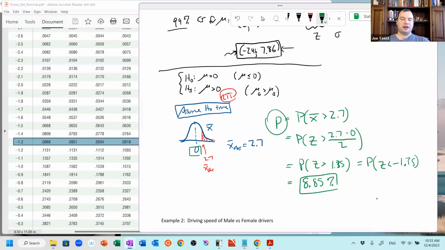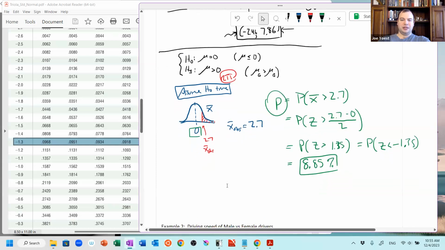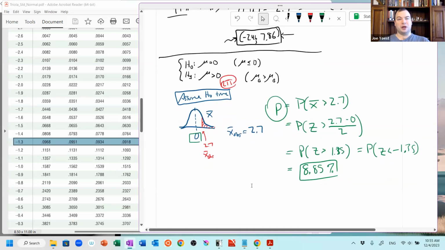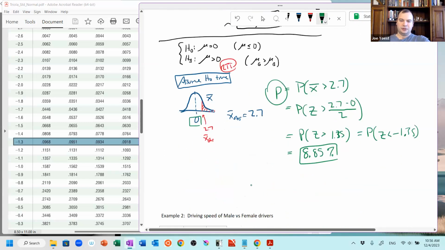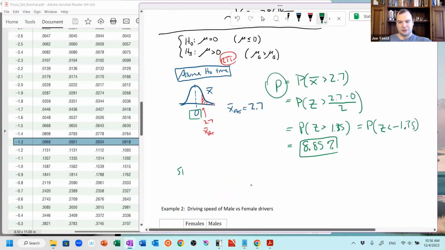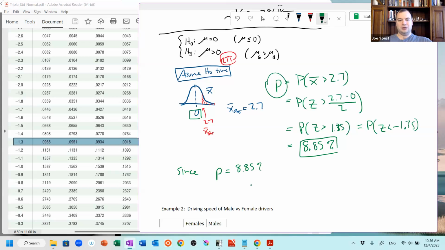And that's my p-value. That would be, if I rejected on the basis of this sample, the experienced probability of a type 1 error. Remember, our level of significance is our maximum allowable type 1 error. So I'd say since the p-value is 8.85%, the experienced type 1 error rate would be almost 9%.